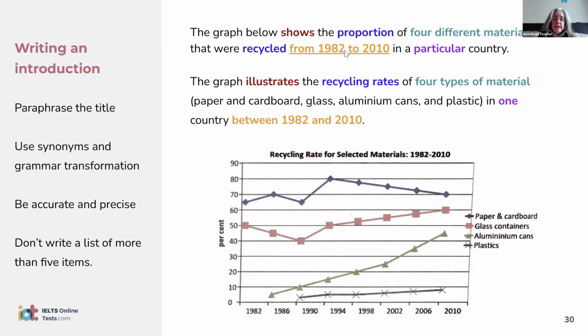Okay, so it needs to be from and to together, or it needs to be between and and together. We can't mix them up. So from, to, between, and. Those are the words that need to go together. So we've got the whole introduction here now, so let's just read through it. The graph illustrates the recycling rates of 4 types of material: paper and cardboard, glass, aluminium cans, and plastic, in one country between 1982 and 2010.